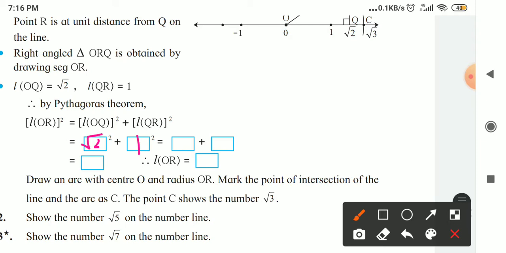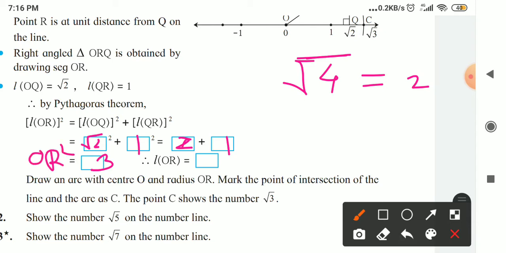You know that root 2 square is 2. Okay, so 2 plus 1, tell me, is equal to how much? 3. That is the value of OR square. 3 is the value of OR square, and OR is equal to what we get here? Under root 3. So what is given here?